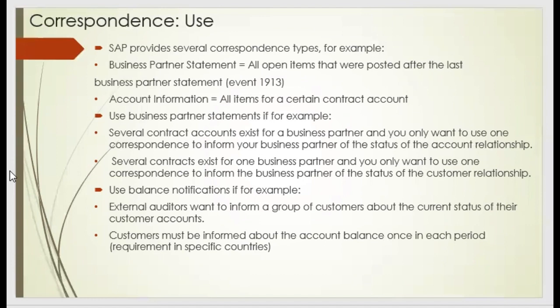Several contracts may exist for one business partner, and you only want to use one correspondence recipient to inform or send the messages to. In that case, we need to figure out a particular person for the correspondence. Here, the correspondence recipient means the person whom we are legally bound to communicate the details to. Let's consider a person whose son has a house, but the father is paying. Then we need to send all the status reports, statements and details to that person.